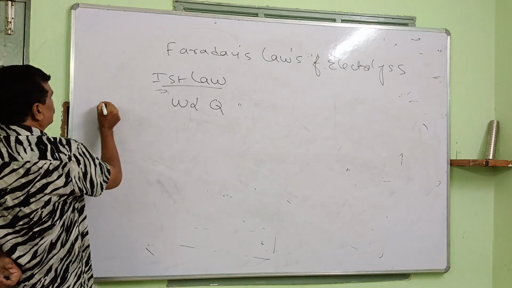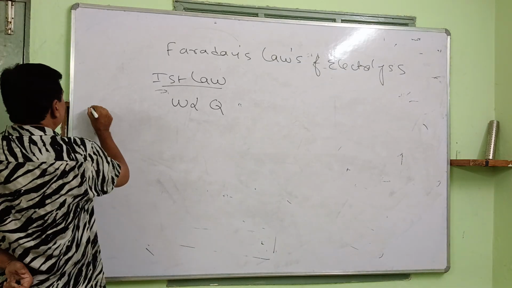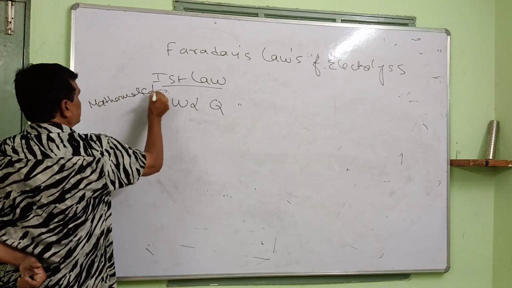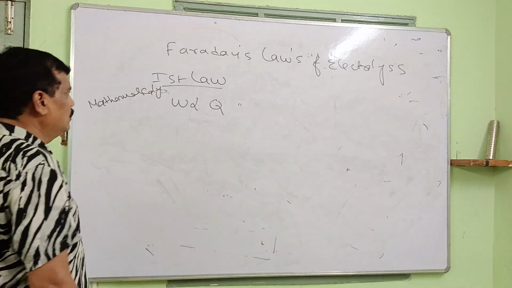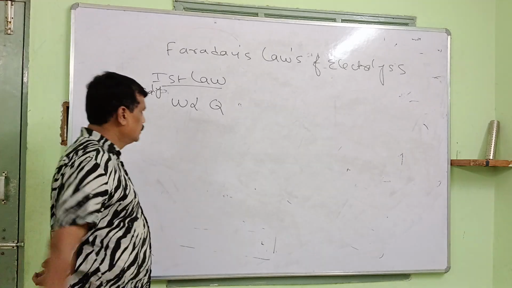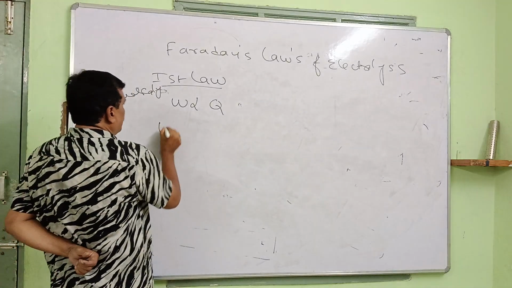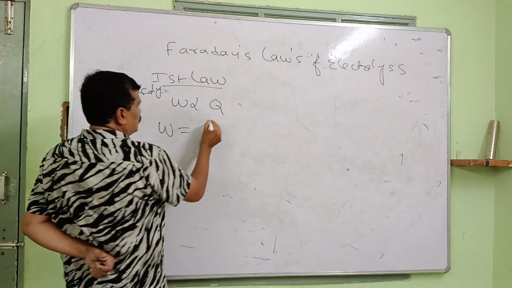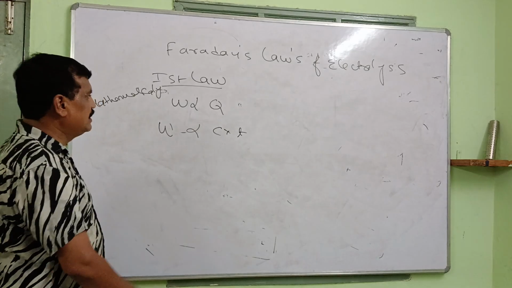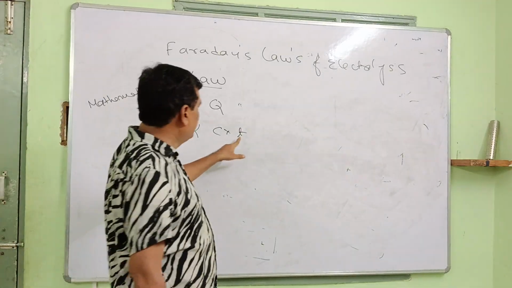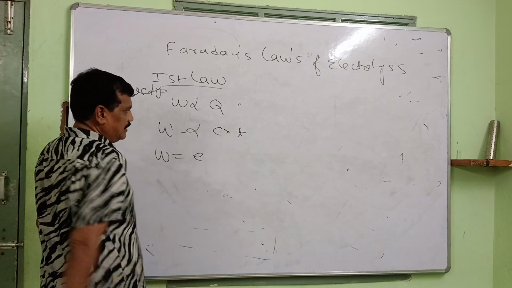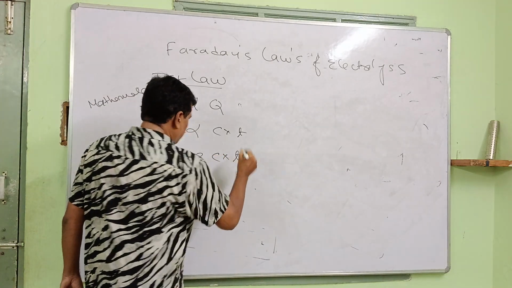That means according to Faraday's first law, mathematically, you can derive this formula: W is proportional to Q. Q means charge in coulombs. W is proportional to Q, which means C into T, where C is current in amperes and T is time in seconds. That is, W equals E into C into T.